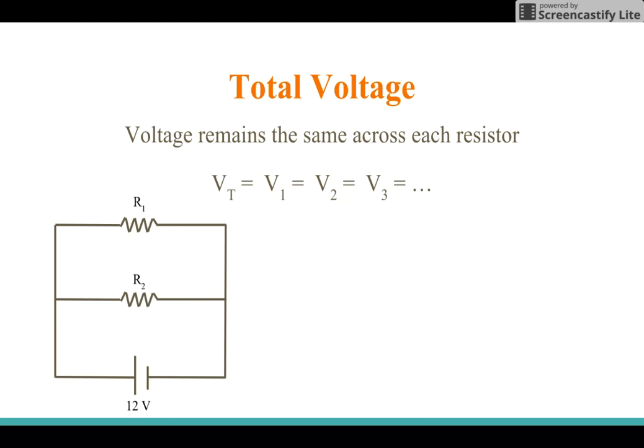Let's take this circuit as an example. Two resistors are connected to a 12-volt battery in parallel. The total voltage of the circuit is 12 volts. Since the resistors are connected in parallel, the voltage across resistor 1 is also 12 volts, and the voltage across resistor 2 is also 12 volts.